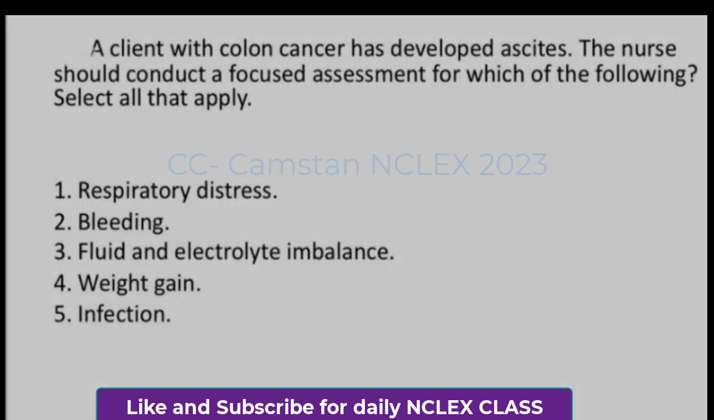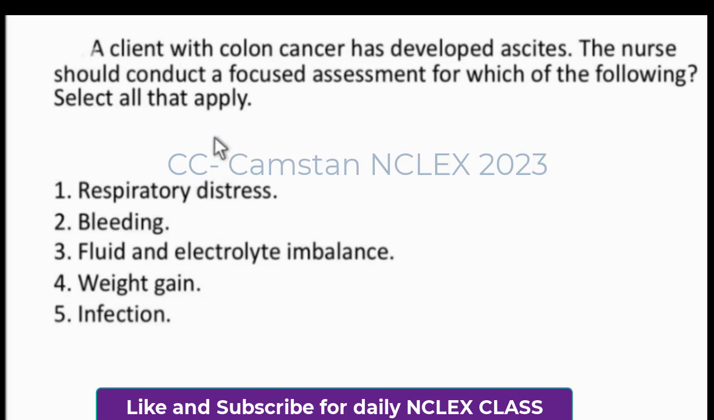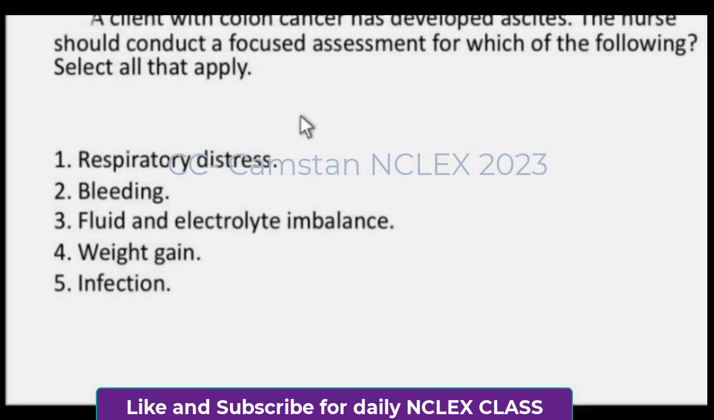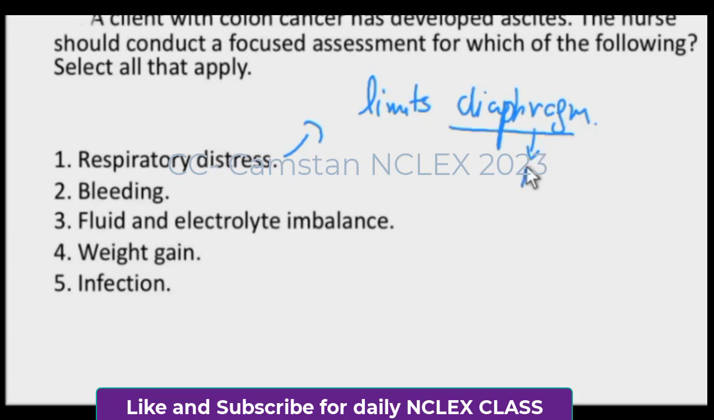Now back to the previous slide. So what they are asking is the nurse should conduct a focused assessment for which of the following. Select all that apply. The first option is respiratory distress. Well, what happens in ascites is that because of the fluid overload in the peritoneal cavity, it limits the movement of the diaphragm, resulting in respiratory distress. Because the client feels pain, that's why he avoids breathing, so it leads to respiratory distress. So first option is correct.